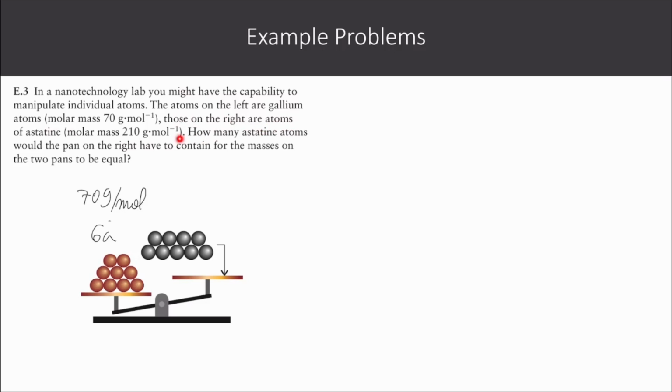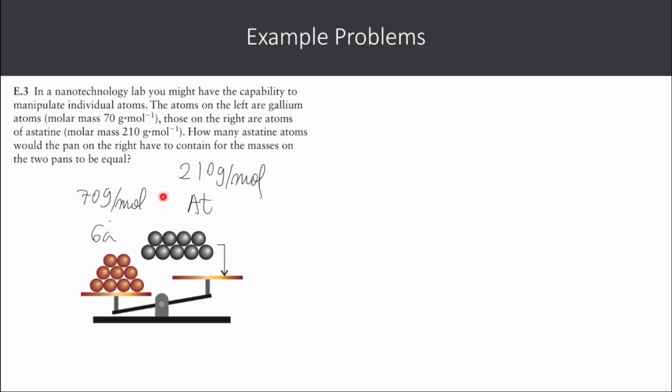Those on the right are atoms of astatine with a molar mass of 210 grams per mole. So astatine has a symbol of At and molar mass of 210 grams per mole. How many astatine atoms would the pan on the right have to contain for the masses on the two pans to be equal? Okay, so we want the two sides to be equal. So let's see how many atoms of astatine and gallium we have to have.